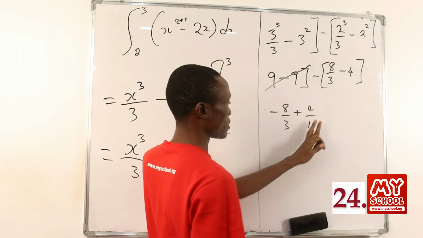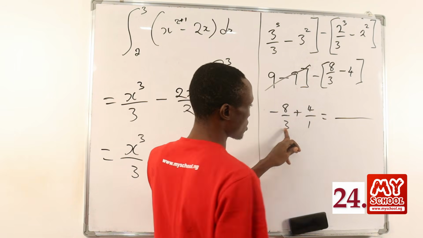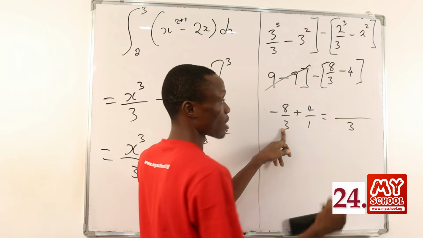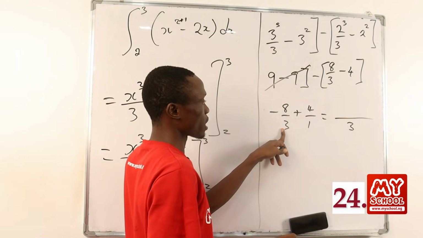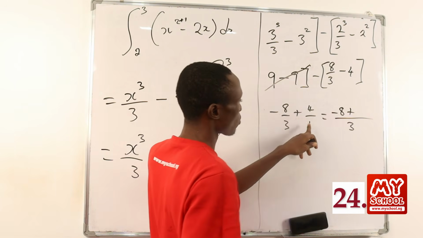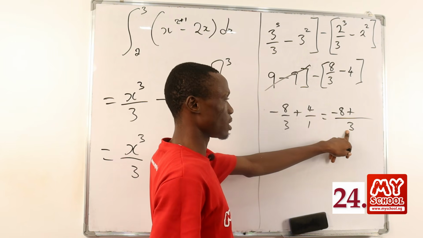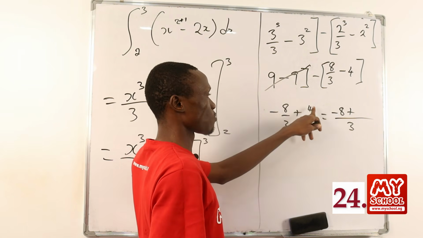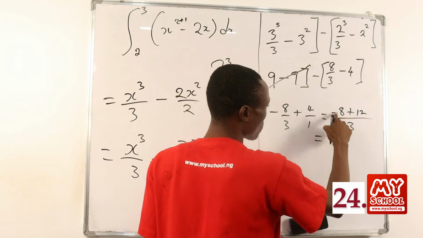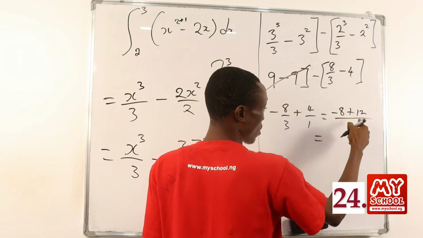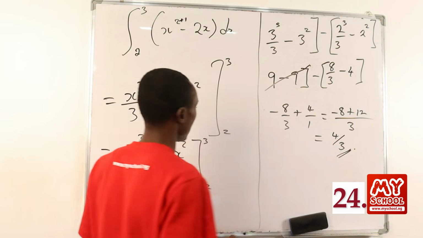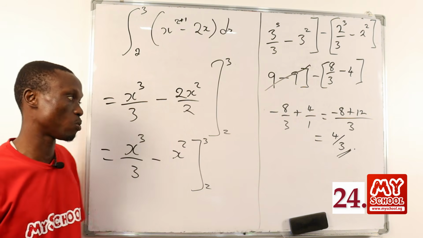Okay, so we can simplify this. The LCM of 3 and 1 is 3. So 3 into 3 gives us 1, and 1 times minus 8, we still have minus 8 here, then plus. Now, 1 into 3 gives us 3, and 3 times 4 gives us 12, so we have 12 here. At the end of the day, we have minus 8 plus 12, which is equal to 4 all over 3.